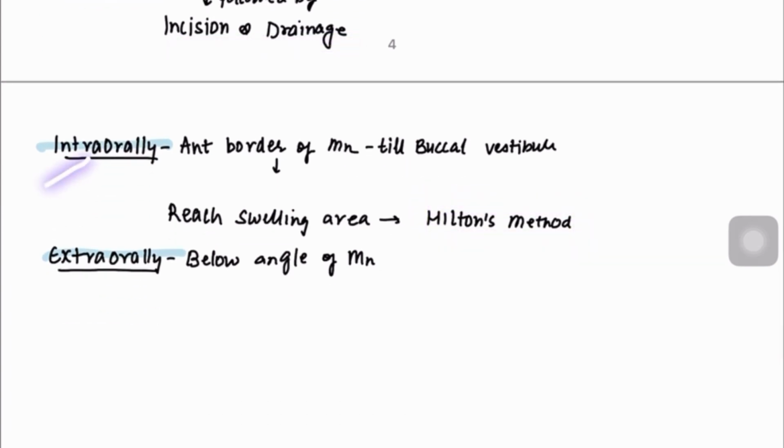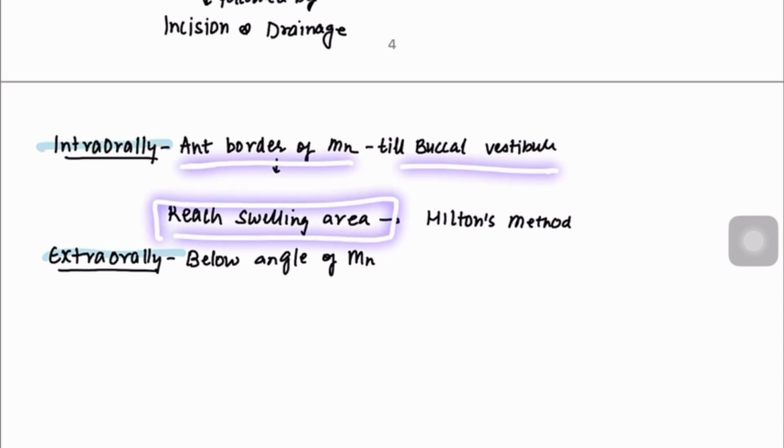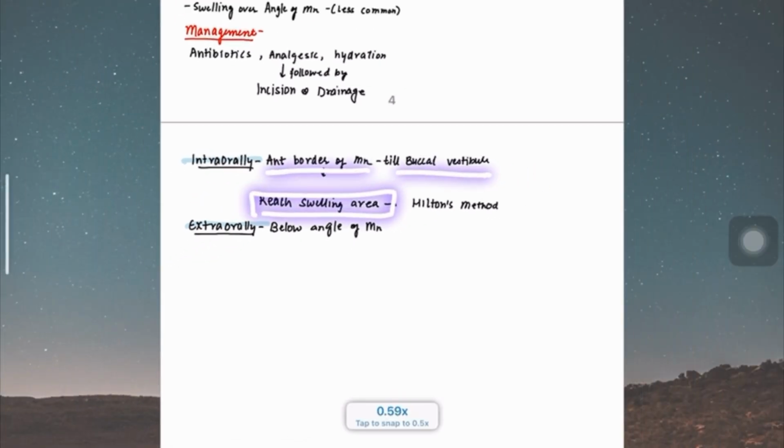So either intraoral incision can be given or extraorally. So extraorally below the angle of mandible. And intraorally, the anterior border of mandible till the buccal vestibule. So incision is given on the anterior border of mandible till the buccal vestibule till we reach the swelling area. So this was masticatory spaces part 1.